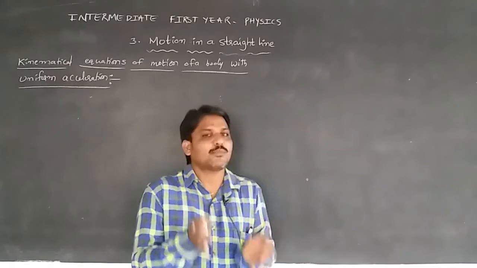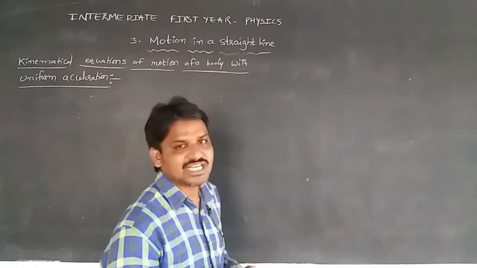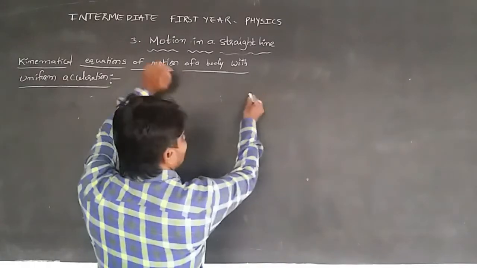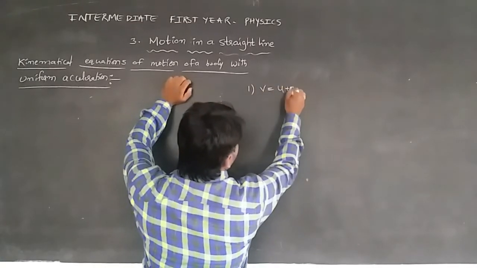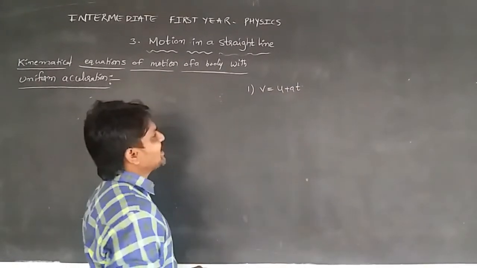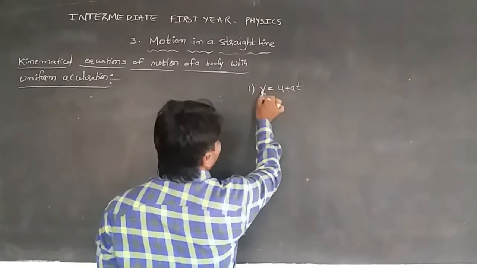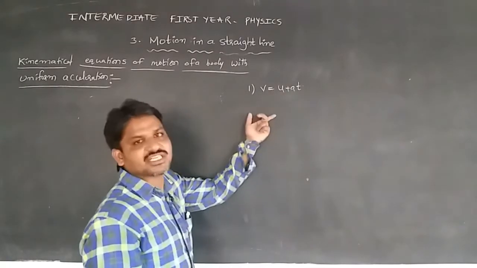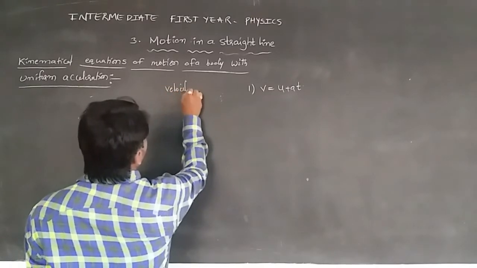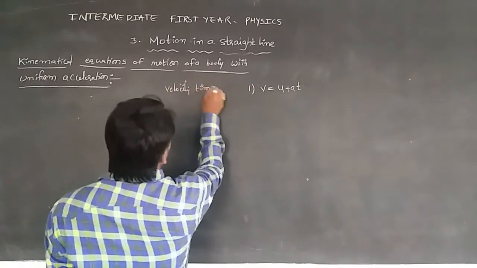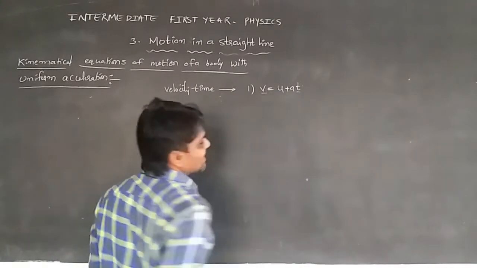To know the values of the parameters, there are four kinematical equations of motion. Let's see what they are. The first one is V = U + AT. This is a kinematical equation, the relation between velocity and time. It is also called the velocity-time relation, because it is between velocity and time.